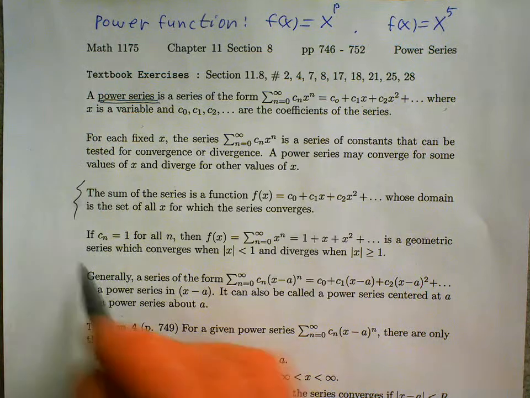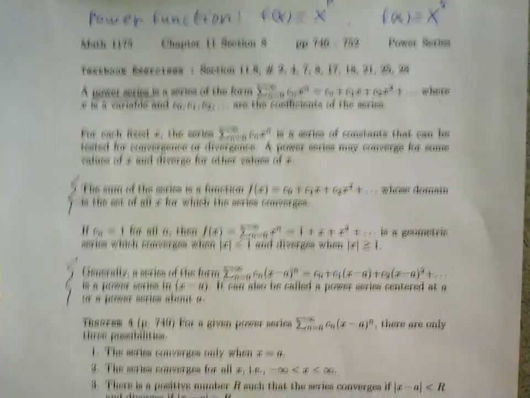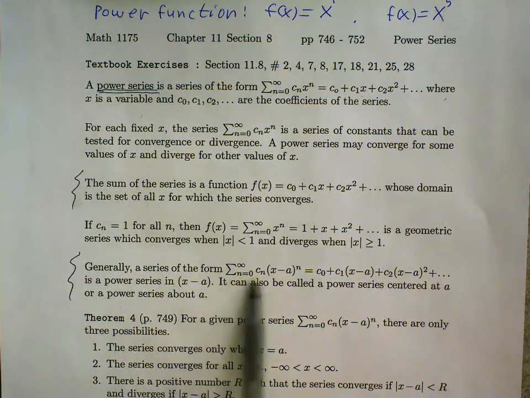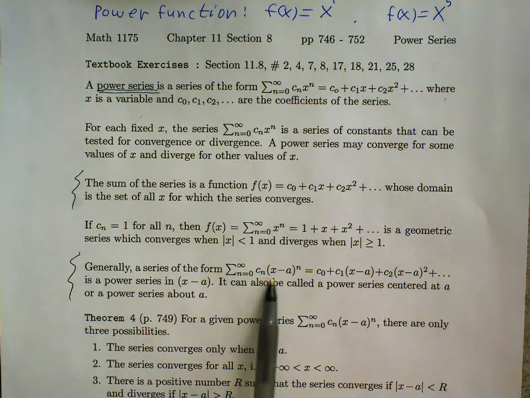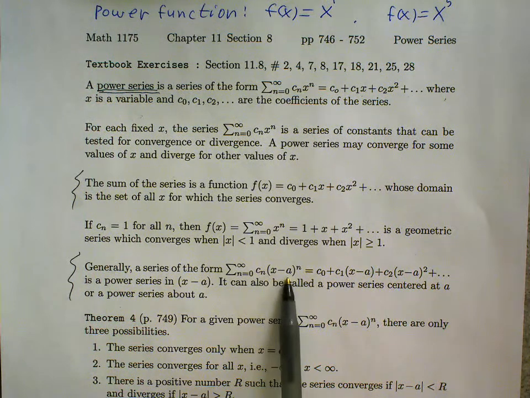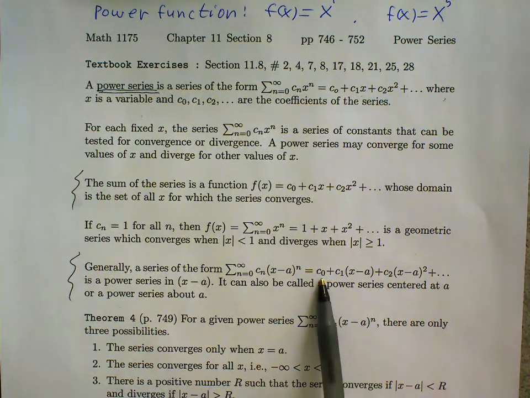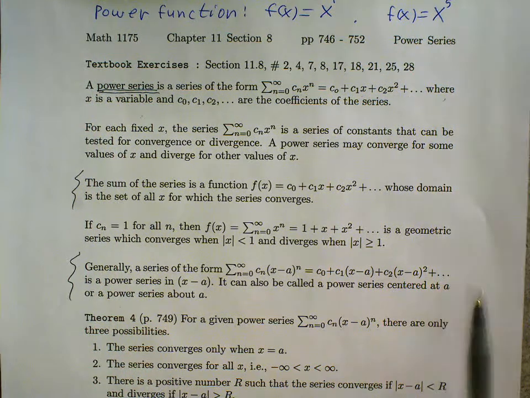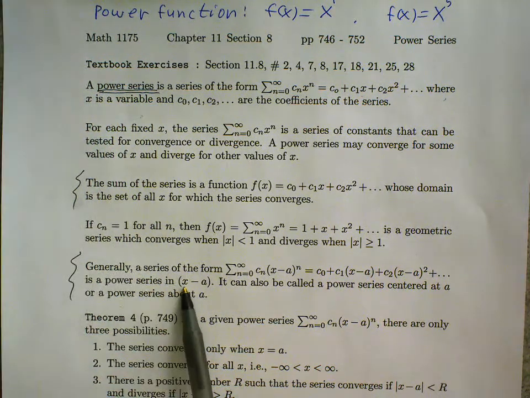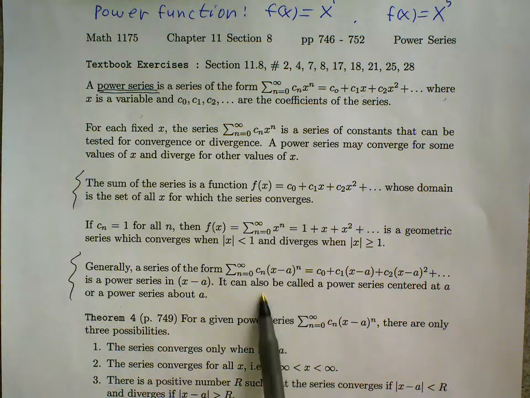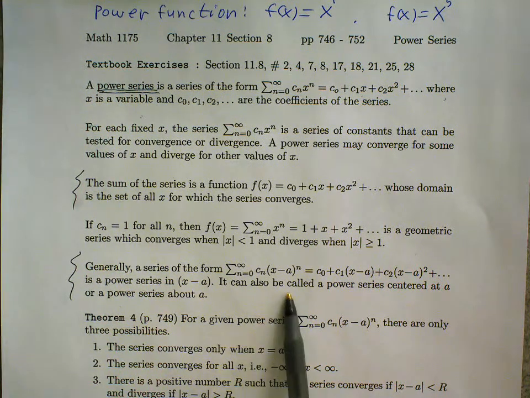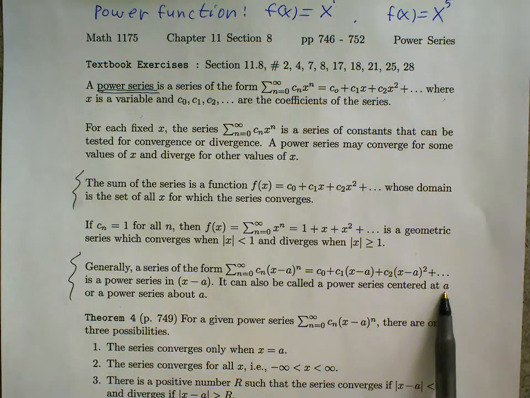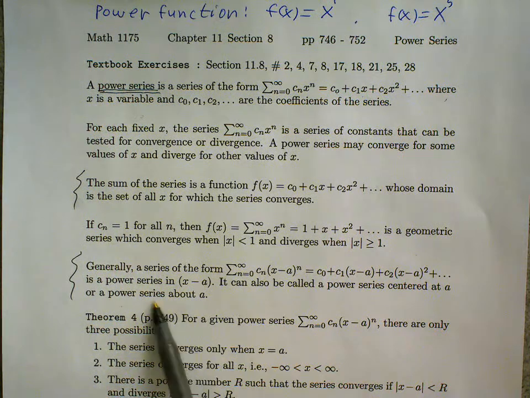Okay, the more general form of a power series looks like this. The terms are c sub n times the binomial x minus a to the n. So if you expand it, it's c sub 0 plus c sub 1 times x minus a plus c sub 2 times x minus a squared, and so on. This is referred to as a power series in the binomial x minus a. It can also be called a power series centered at a, or it might be called a power series about a.